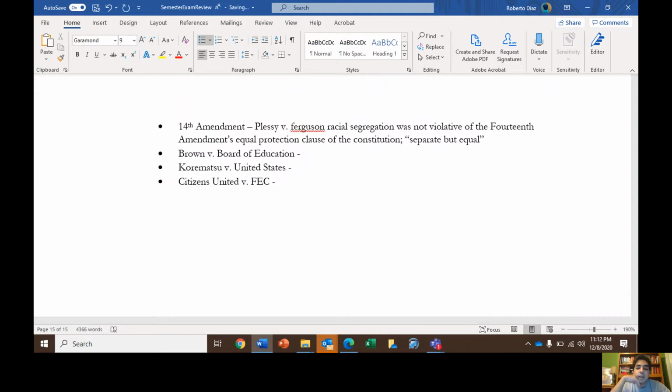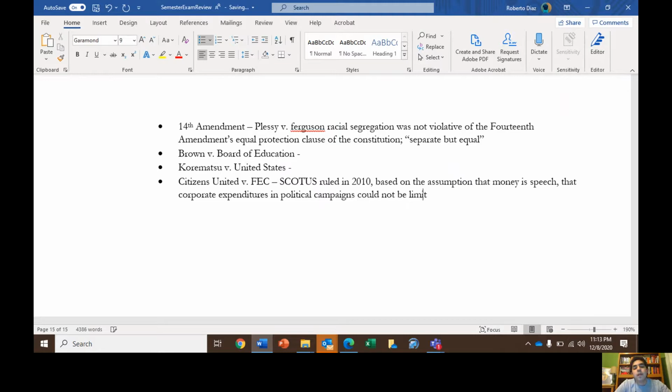And then we also watched a lengthy lecture in Unit 5 from a Yale University public lecture series called the Devane Lectures that talked about this important Supreme Court decision, Citizens United versus the Federal Election Commission, in which the SCOTUS ruled in 2010, based on the assumption that money is free speech, that corporate expenditures in political campaigns could not be limited.